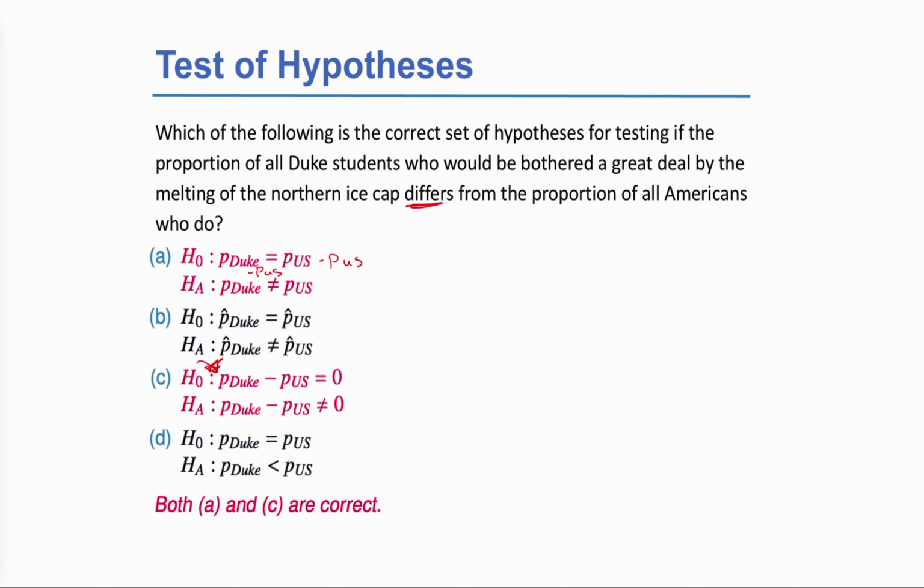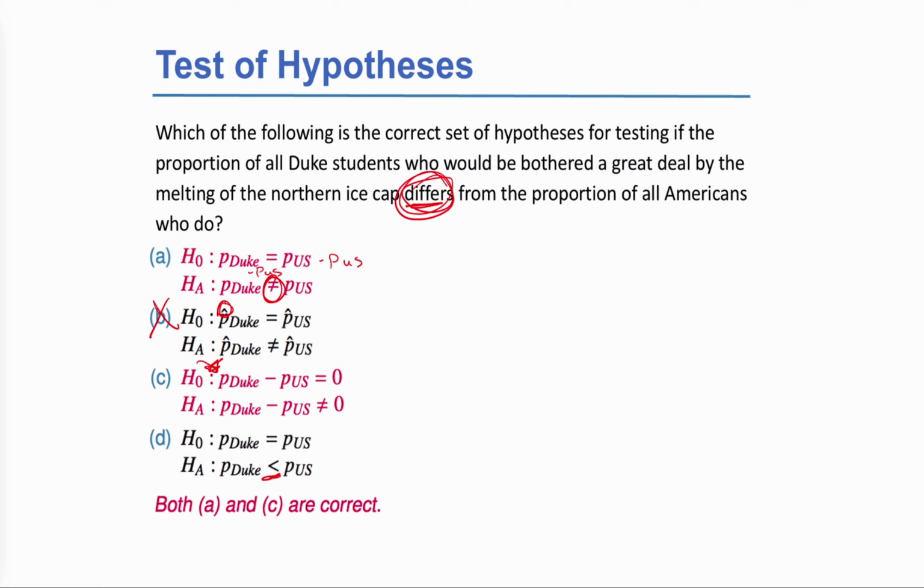And same thing, but does not equal 0, because the question says differs and does not indicate the direction of the difference. So we're going to have a two-tailed test. And so we're going to use the not equal sign. The problem with B is that it's got the P hat. We know whether P hat is the same or not because we have that data. We're making inferences about the population.